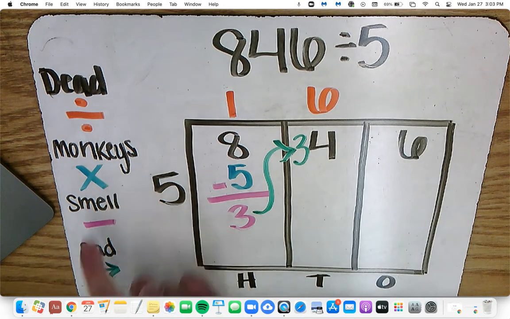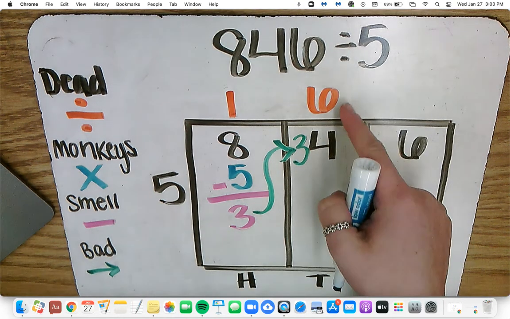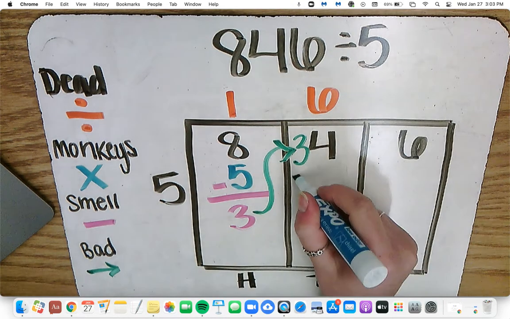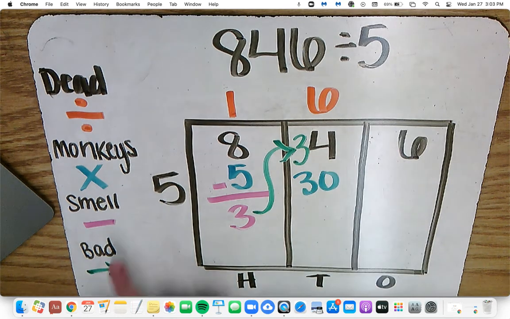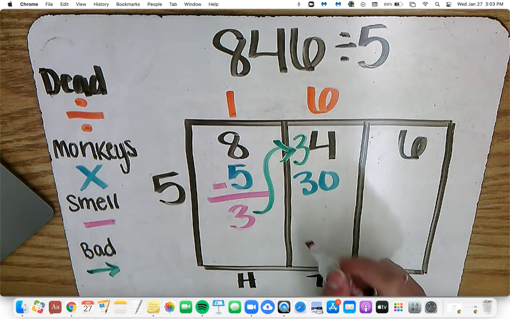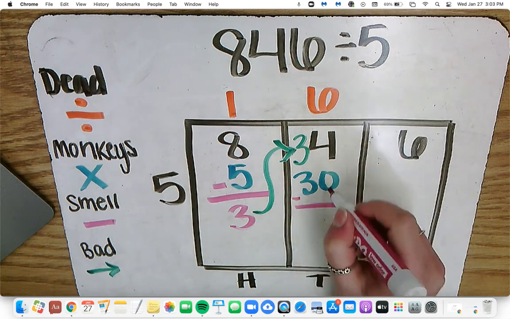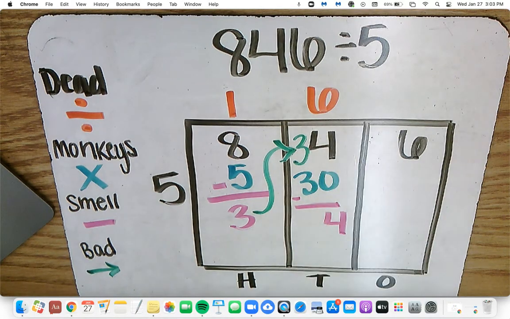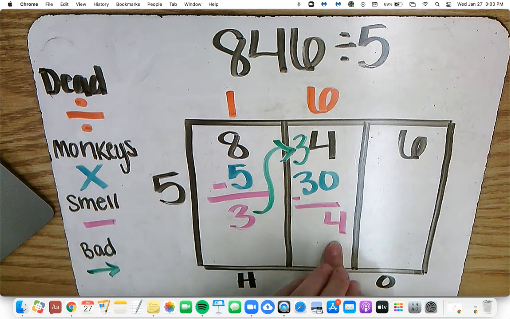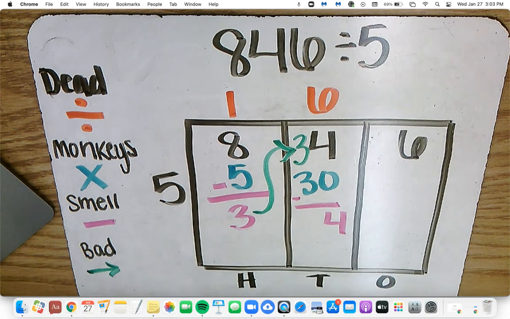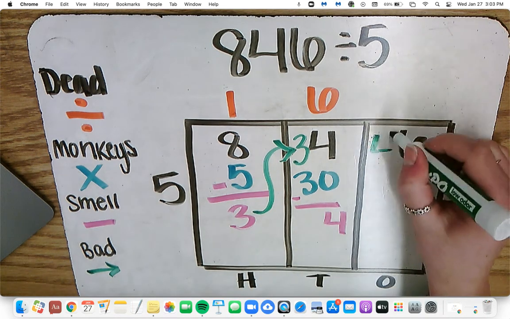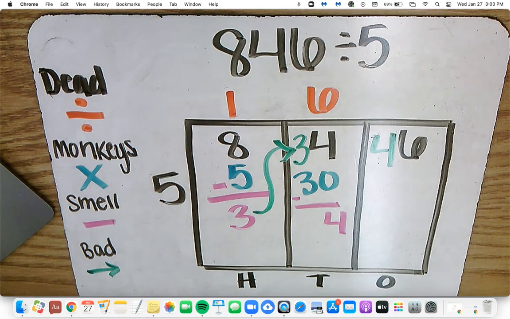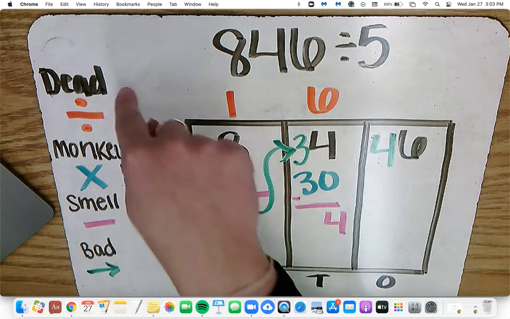Now we need to multiply. 6 times 5 makes 30. Time to subtract. 4 take away 0 is 4. 3 minus 3 is 0. If I have 4 tens left, that's not enough to make another group of 5. So we are going to bring over that 4, making 46. And we start our steps again.